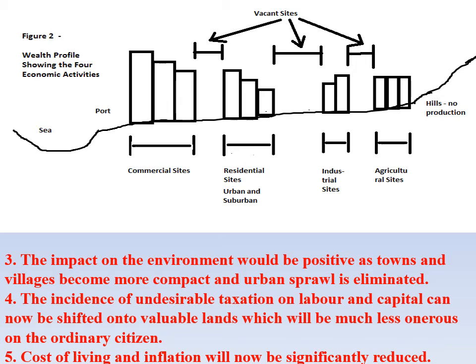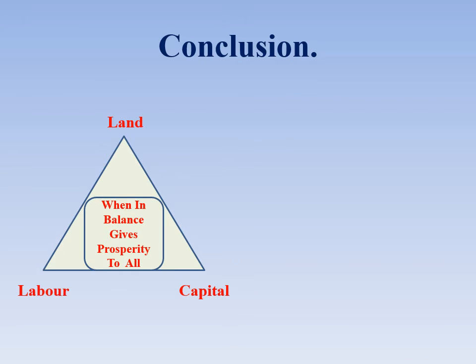5. Cost of living and inflation will now be significantly reduced. Land, labor, and capital, when in balance, gives prosperity to all.